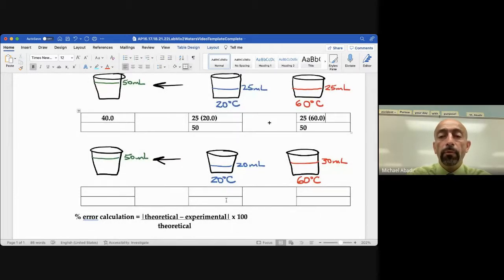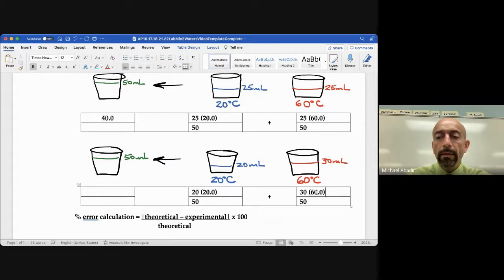lab? So here we have 20 and 30, 20 of the cold and 30 of the warm. So again, it would be 20 out of 50 for this, and then times the 20 degrees. By the way, you do not have to use Kelvin for this. And then for this one, you would have 30 out of 50. So that's going to be 30 out of 50 times the 60 degrees.